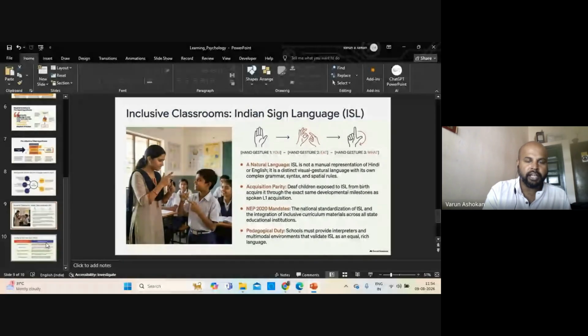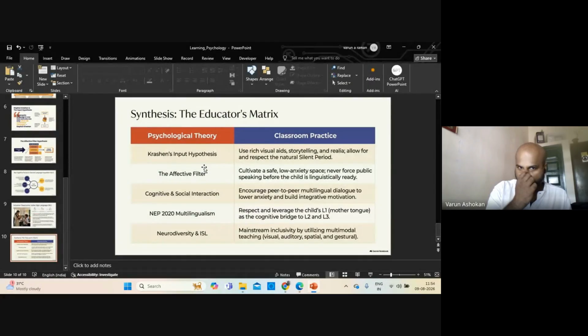At the end, I'm trying to conclude these are the pedagogical theories which we have seen, which we are using in the classroom environment and classroom practices. What Stephen Krashen recommends is to use rich visual aids and storytelling in the classroom, which allows and respects the natural silent period, the first few months when the child doesn't use the language. Don't worry and don't give up. You keep on using the print-rich environment. That will help the child acquire the language continuously without any disturbance.